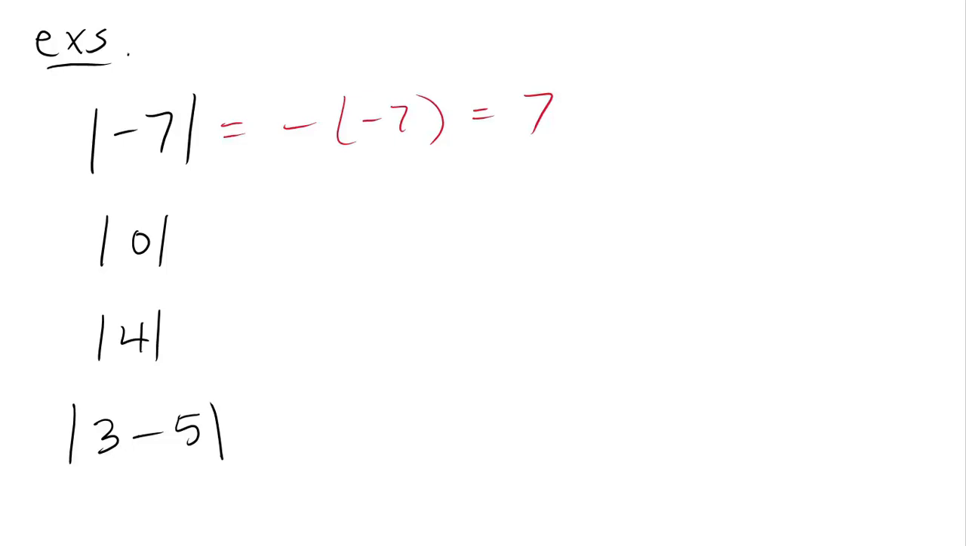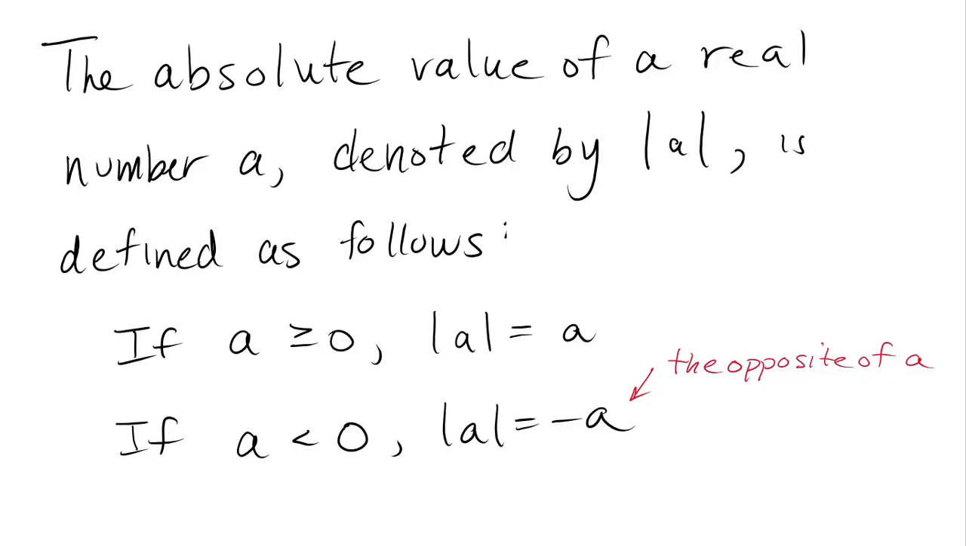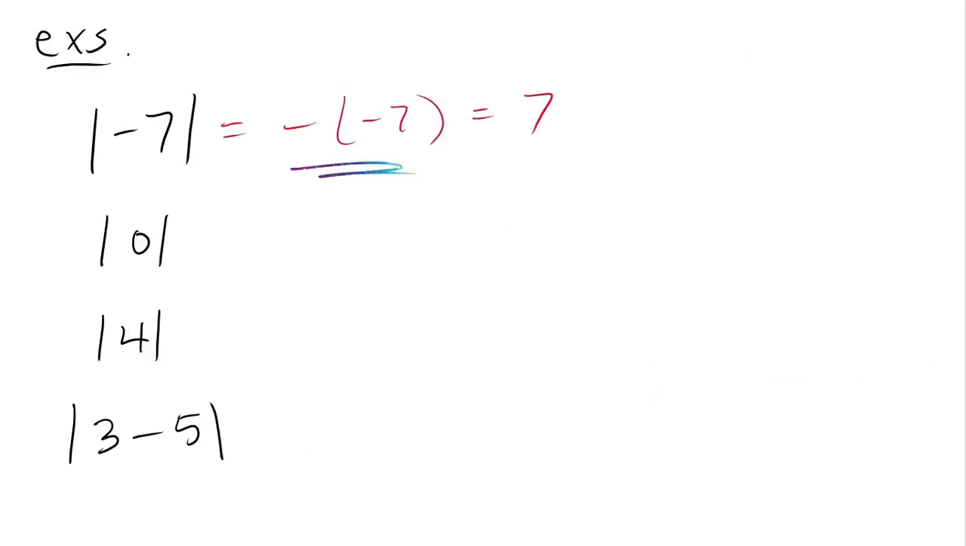Now, don't misunderstand me here. I don't expect you to show me this step. I don't think that's a necessary step. What I'm trying to do is explain how the rule works. The rule says if the input is less than 0, then its absolute value is its negation, or its opposite. And so we found the opposite of the input, and that gives us the answer that we know is right. The absolute value of negative 7 is 7.